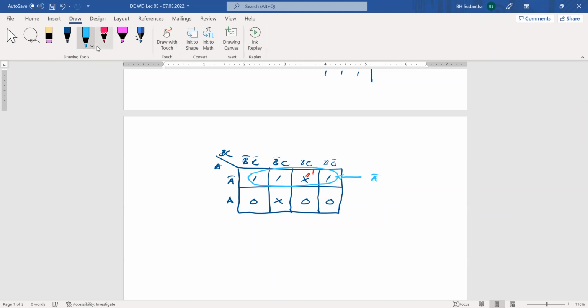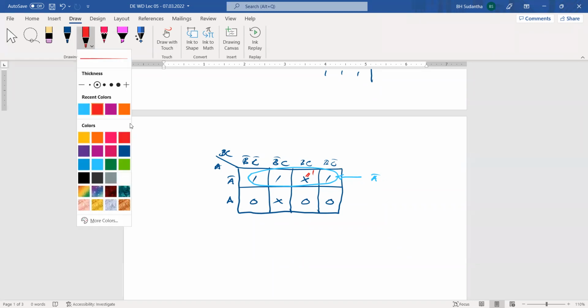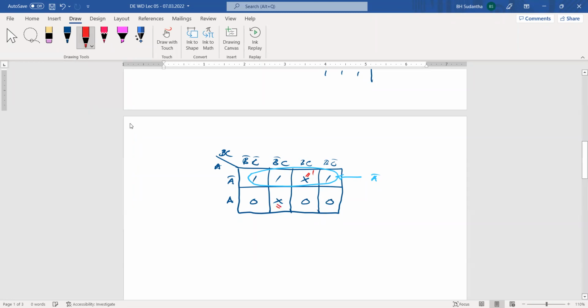But here, another problem is that here also we have X. But this X we can consider as 0. Then considering this X as 0, what can we do? We can forget about this one. We can remove this. Why? We can stay without considering this one for minimization. Why? Zeros we are not taking.